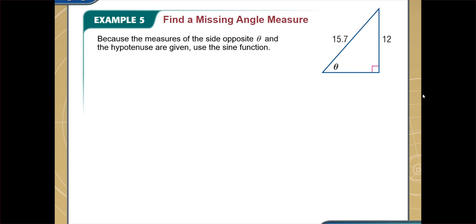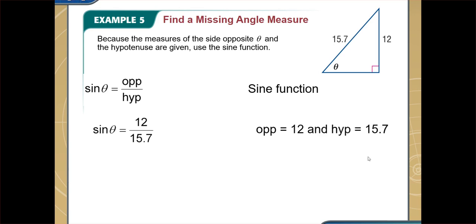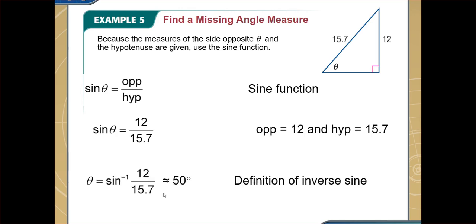So what trig function should you use? We are going to use the sine function. By definition, sine of the angle theta is opposite over hypotenuse. Now we are going to substitute the opposite with 12 and the hypotenuse with 15.7. We don't know the angle theta, so to find it, we are going to use the inverse sine.